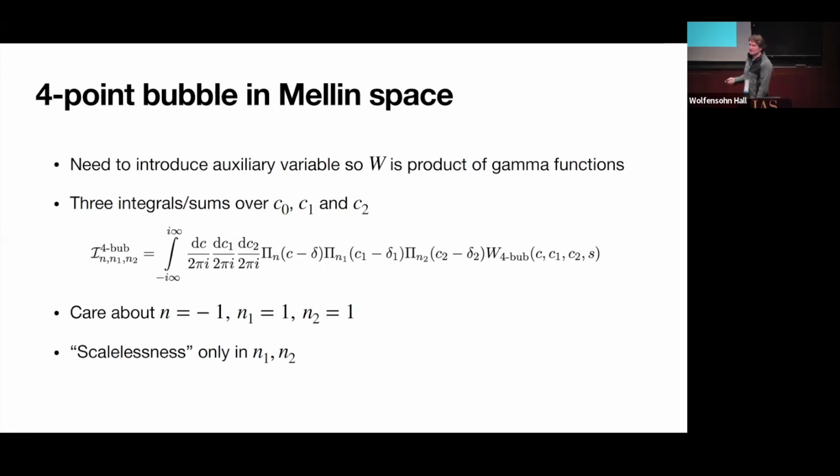And then you repeat the algorithm as before, where now you have a basis of n1 and n2, which correspond to actual propagators in this graph, and this auxiliary n that we want to set to eventually -1. Note that you only have scalelessness in n1 and n2. You only have this scalelessness property in the integrals that correspond to real edges.